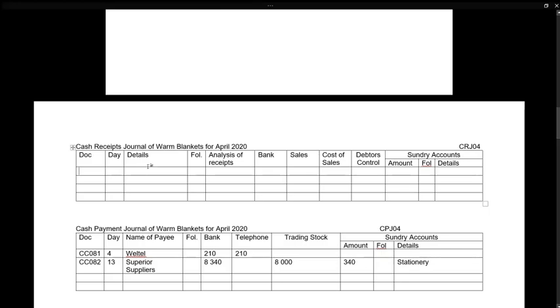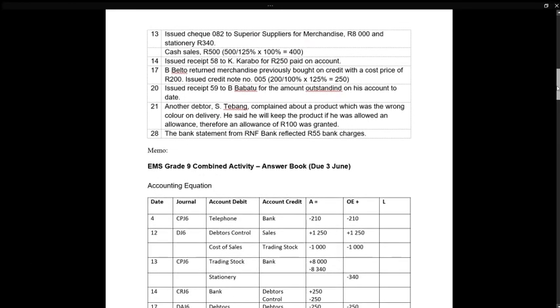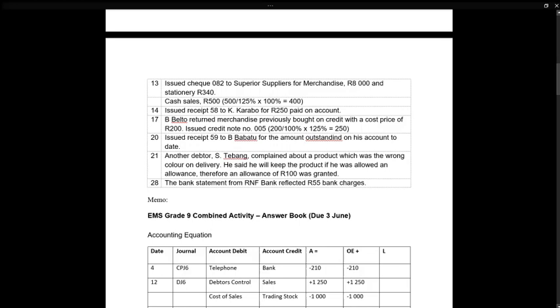and it will look like this. Cash register roll will be my document. It took place on the 13th as well. Details will be sales. Analysis of receipts will be 500. It will reflect in my bank account at the end of the day. My sales will be 500. Cost of sales 400. Right, next transaction took place on the 14th.